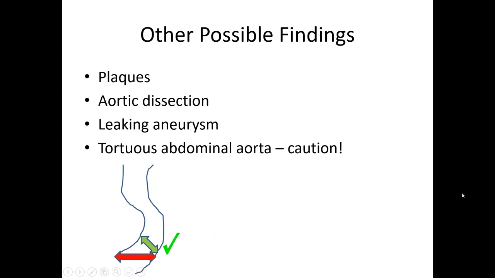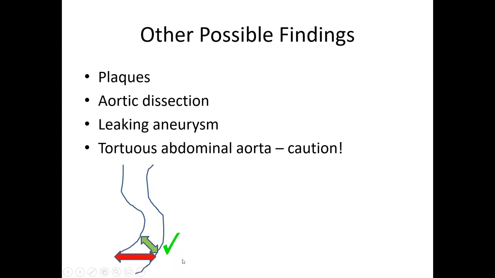One more thing you need to understand is that you do see plaques, and those may make it difficult to measure the abdominal aortic diameter, especially if the anterior wall has a lot of plaques. Aortic dissection could be an issue. You could see a leaking aneurysm, but sometimes aneurysm leaks may not be seen on ultrasound, so you should be aware of that. You'd better consider a CT scan. And of course, a tortuous abdominal aorta, very important.